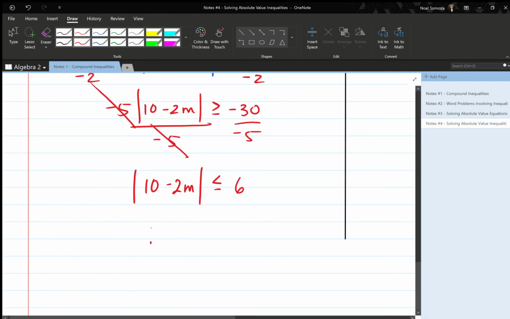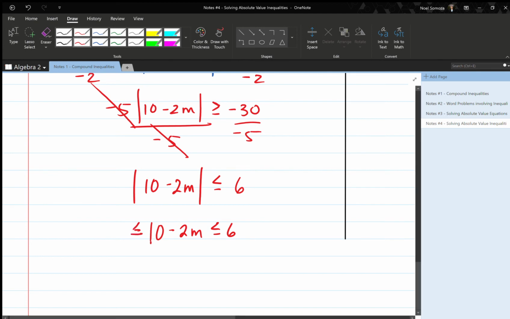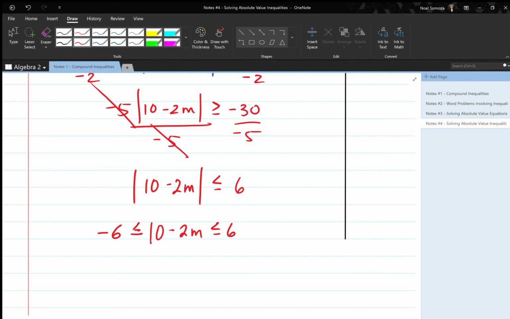So 10 minus 2m less than or equal to 6. But on the other end, what do we do with the inequality? Copy paste, right? It should look exactly the same. They should be pointing in the same direction. And what is going to be the value that's on this side? -6. Good. Now we can solve and find out what our m value can be.